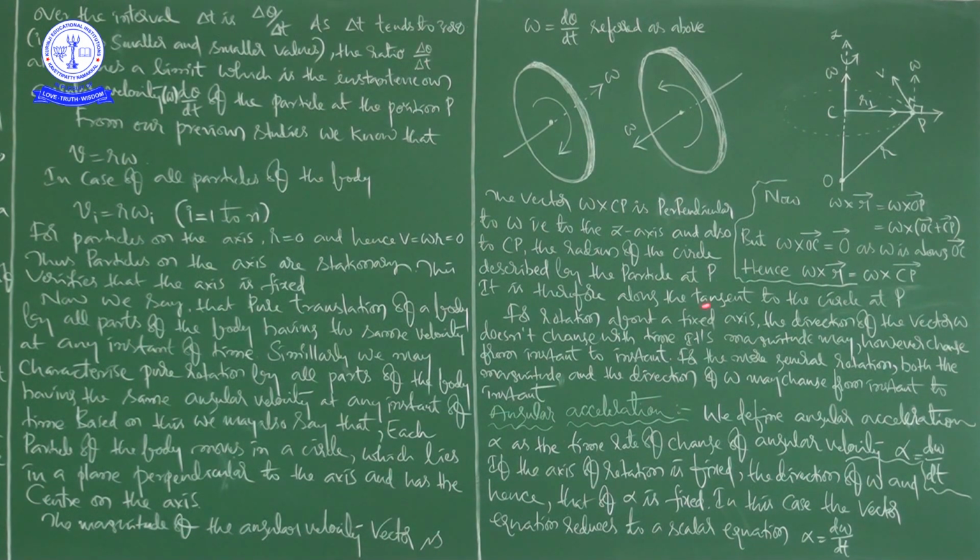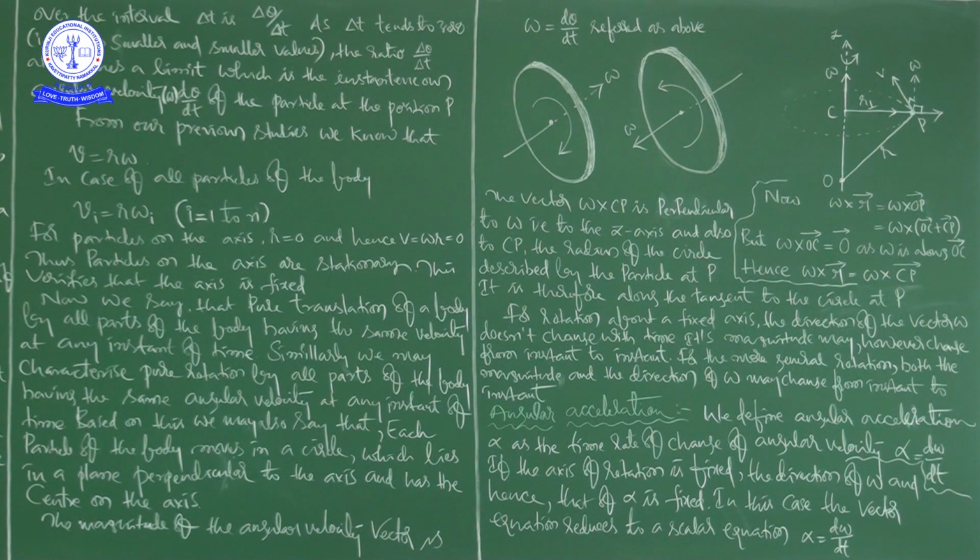See the continuation here: the vector omega cross CP is perpendicular to omega, that is, to the z axis, and also to CP, the radius of the circle described by the particle at P. It is therefore along the tangent to the circle at P.